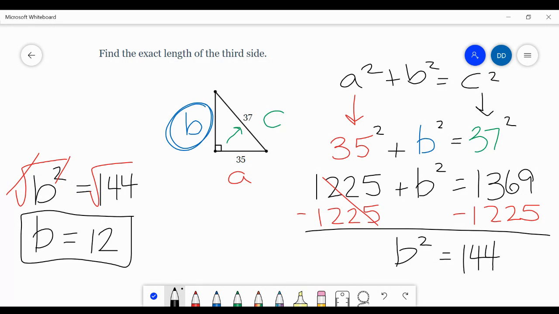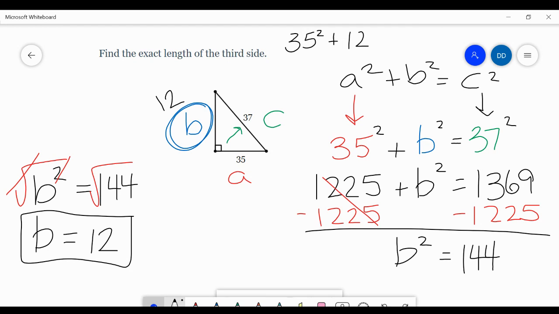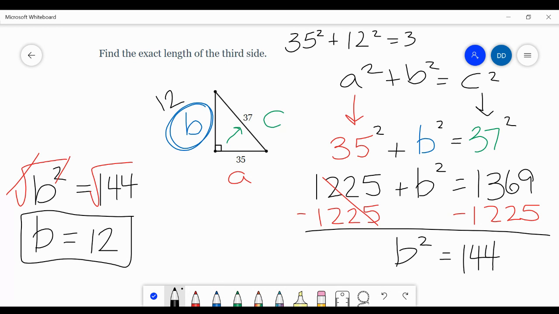So that is the length of our third side. That's what B is. B is 12. You can always take these numbers and plug them in. So, for example, you could do 35 squared plus 12 squared and see if that is equal to 37 squared. That's a great way to check your work, and in this case, it does check out.